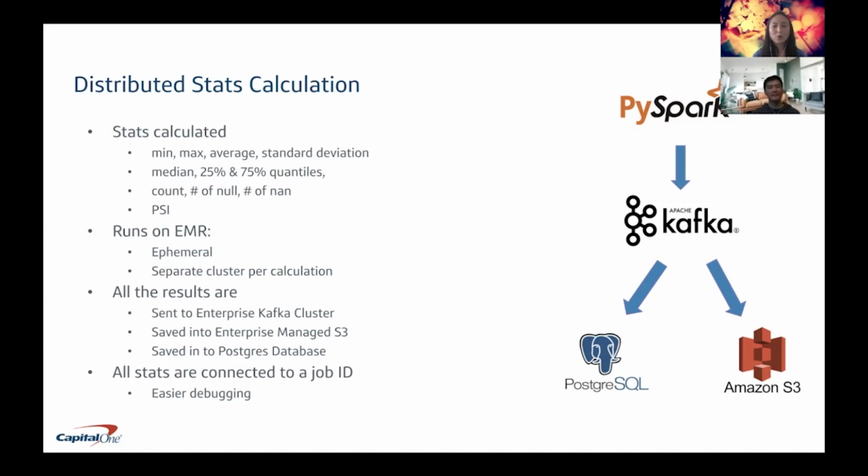All the results are sent to our enterprise Kafka and saved to our Postgres database as well as S3. One thing I want to mention is that we also have a unique job ID associated with every individual stats calculation. In that way, it's easier for us to keep track of the calculation process, like how far the process has run. It's also easier for us to debug and see whether a stats job has completed or not.